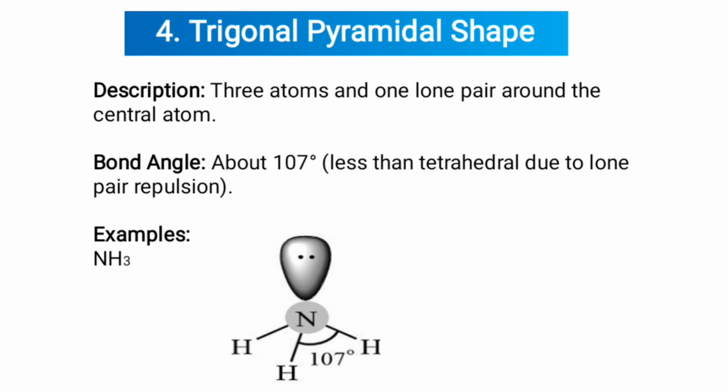Now the fourth one is trigonal pyramidal shape. Description: three atoms and one lone pair around the central atom. Bond angle is about 107 degrees, less than tetrahedral due to lone pair repulsion. Example NH3. There are three atoms and one lone pair around the central atom, and the bond angle is about 107 degrees.